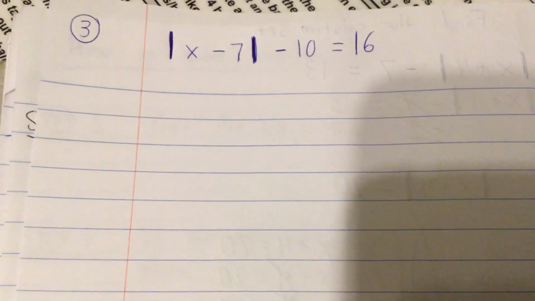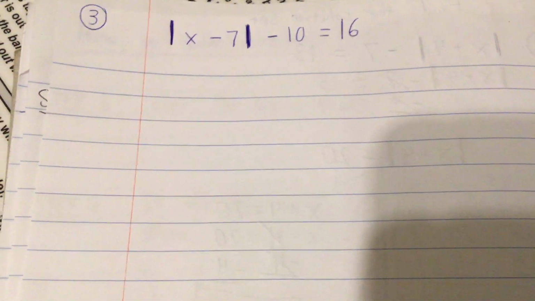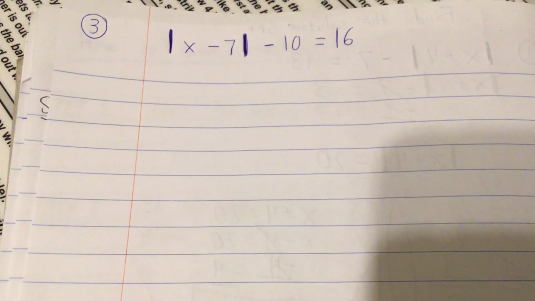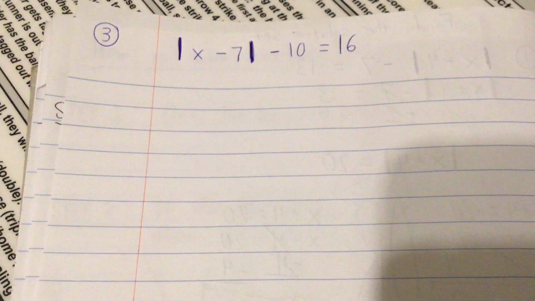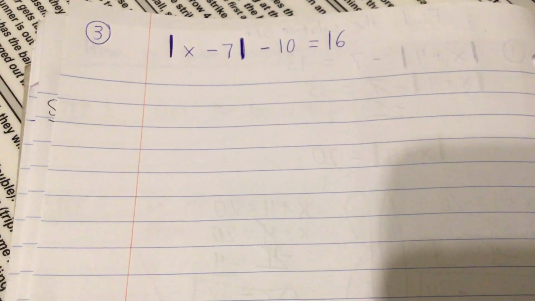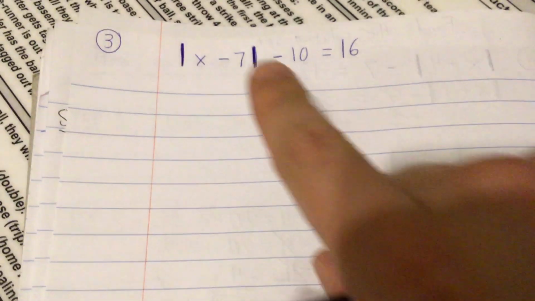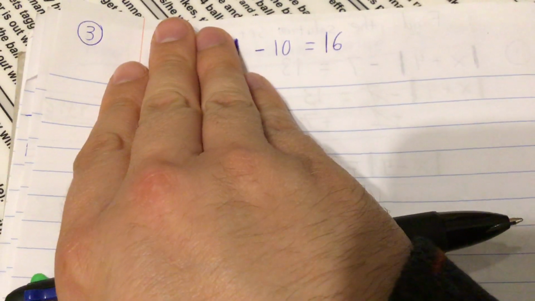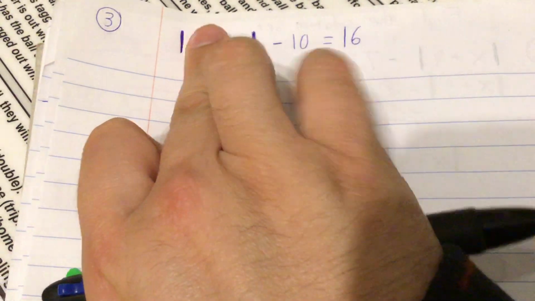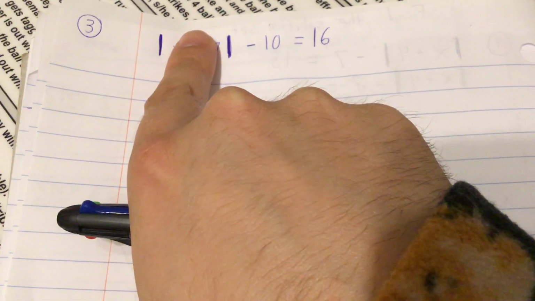Okay, 2 more problems, then we'll call it a day. The absolute value of x minus 7, minus 10, is equal to 16. Let's solve for the absolute value solution set. Well, are the bars isolated? No. So I'm going to put my finger on this. I'm going to put bars minus 10 is equal to 16.